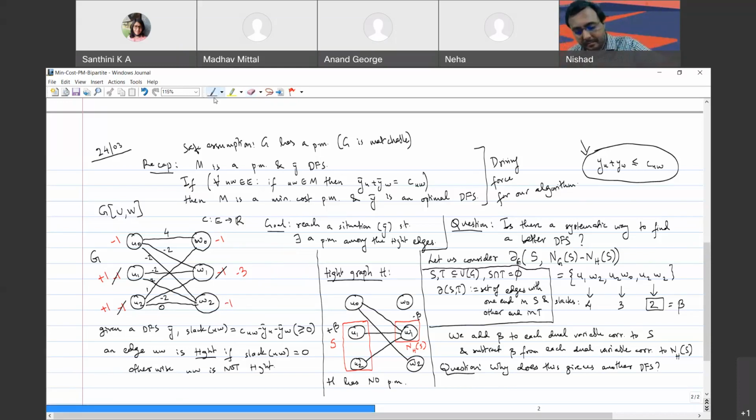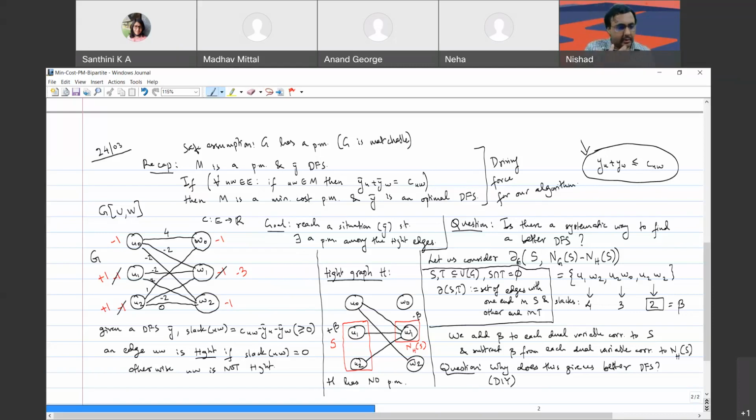So maybe I'll just say do it yourself because you already discussed it. I'm not going to write down the whole argument. And the other point is, why is it a better optimal solution? That we have already discussed. So in fact, I'll change the question and I'll say it's a better dual feasible solution because we are adding beta to more number of vertices than we are subtracting beta from. So the total, remember what was the dual objective function? It was a sum of all the dual variables. So the sum is going to naturally increase.